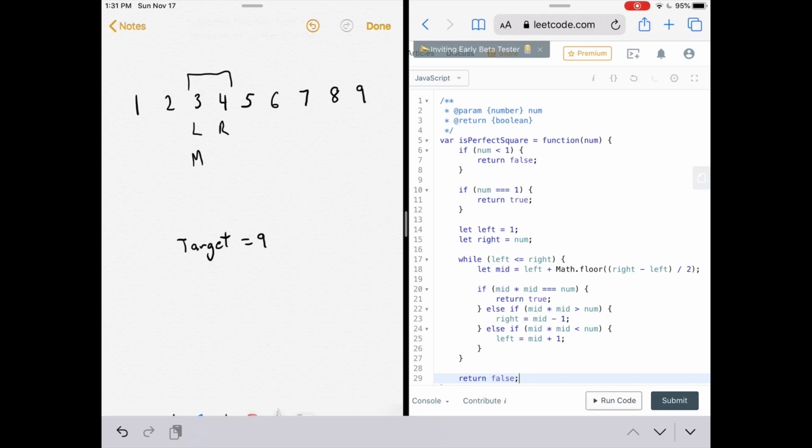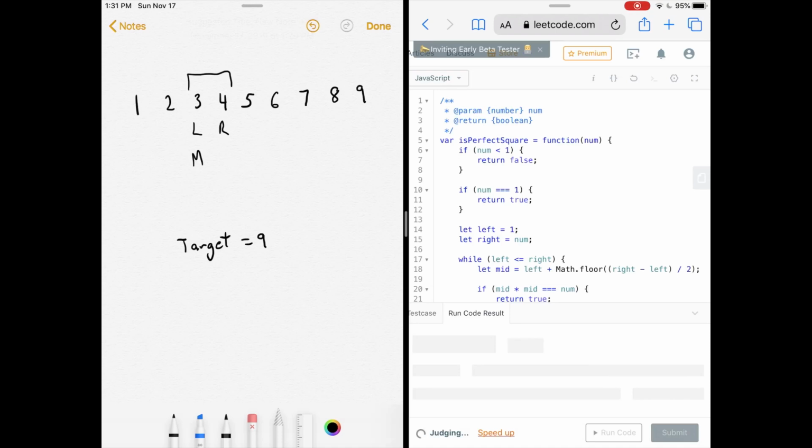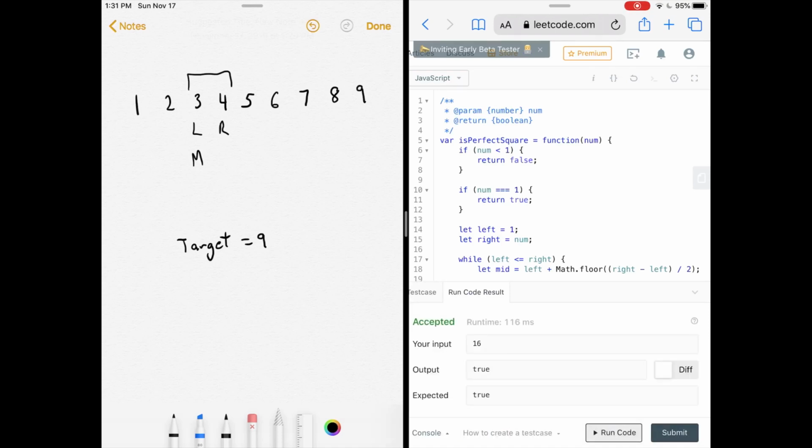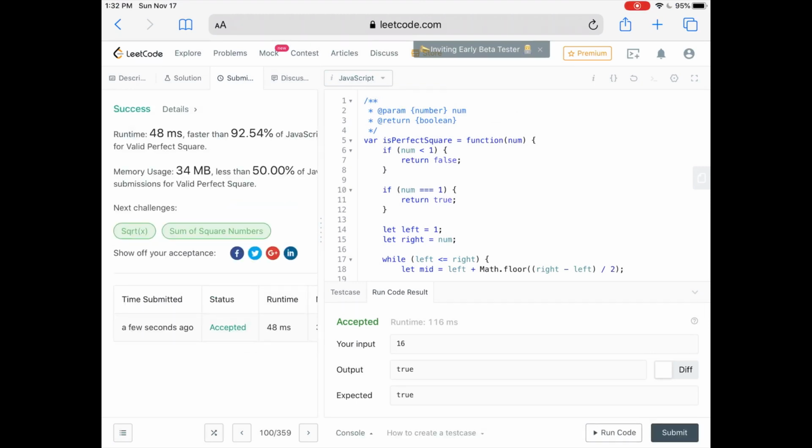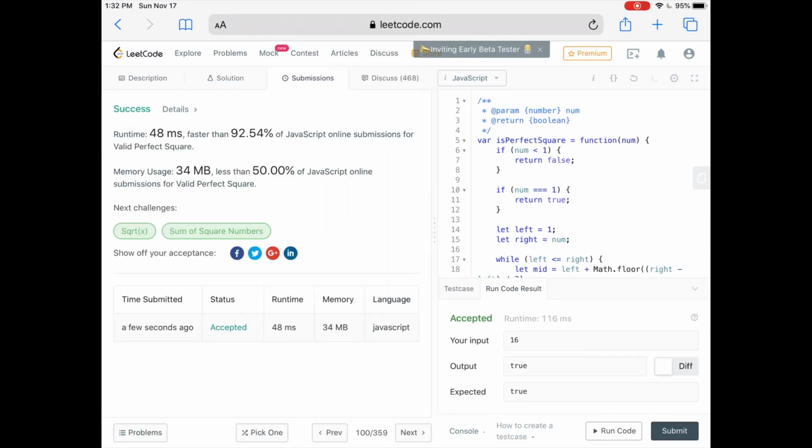All right, so let's run the code, see how we did. Looks good, let's submit. All right, so our solution was faster than about 92% of other JavaScript submissions.